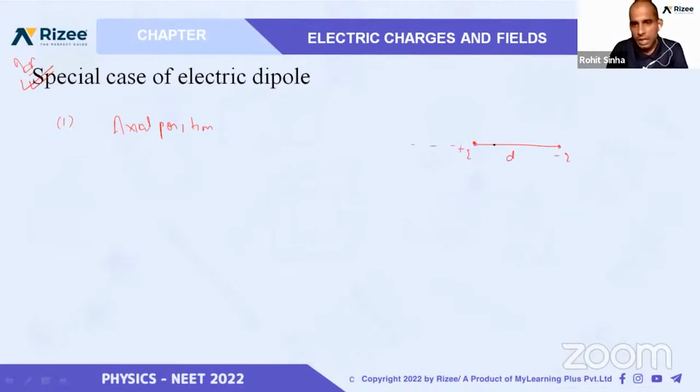This is the axial position I discussed with you just before, or it is called the end-on position. End-on position we have discussed. Now, if we are finding electric field or electric potential at any of these points, we can say that theta will be 0 degree.